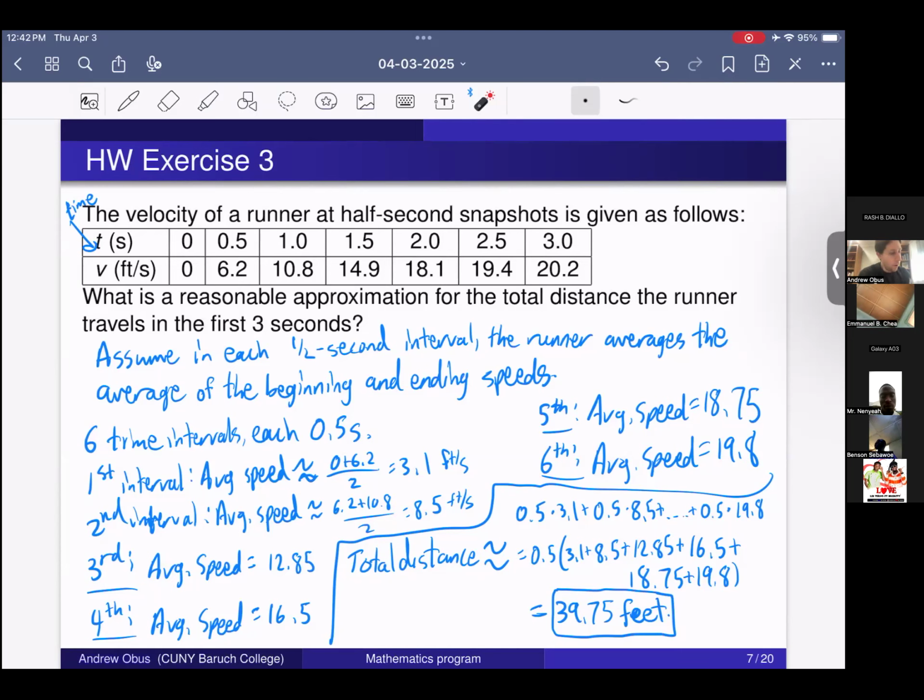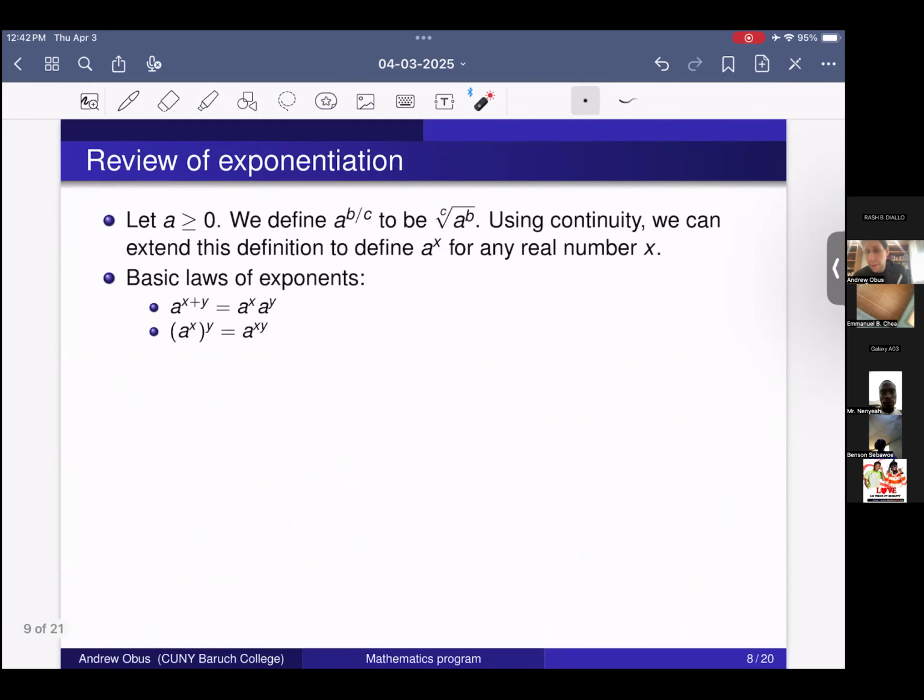Okay, all right. So let's move on to some new stuff. Today we're going to talk about exponentials and logarithms. Let's review what it means to take the exponential. Remember that when we have a fractional exponent, like if I have some number a and I raise it to the b over c, that means I raise it to the b and then I take the cth root of that, right?